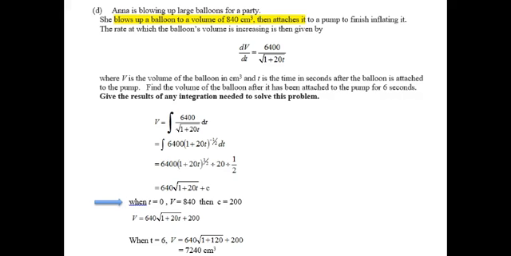So she blows it up to a volume of 840 and then attaches a pump. So its volume before she attached the pump is 840. The volume at time 0 is 840. That's how we work out our value of c. And once we have our value of c, we can then work out the value of the volume when time equals 6.